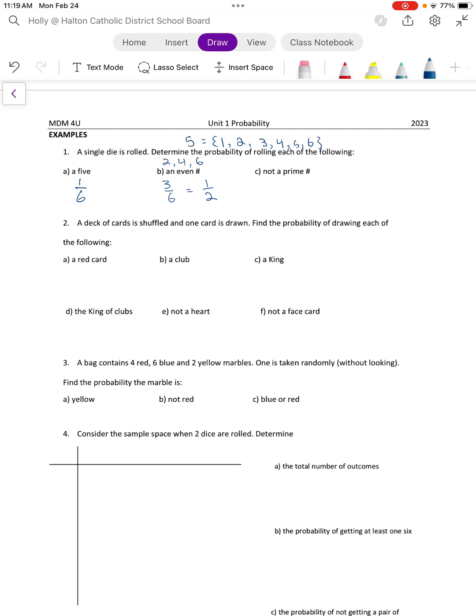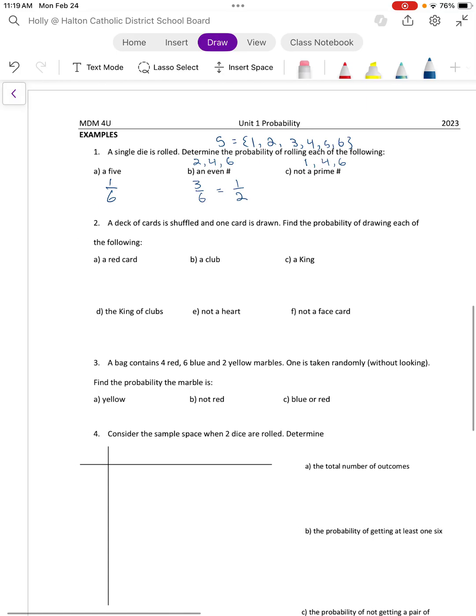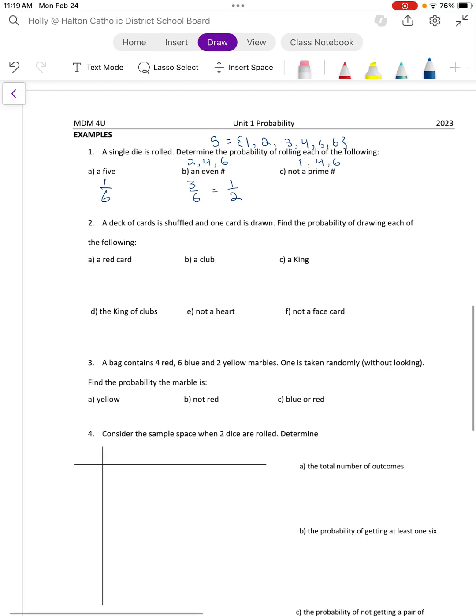The probability of not a prime number, so not prime, would be 1, 4, 6. You want to get familiar with what prime means and what the prime numbers are. These are not prime numbers: 1, 4, and 6. Therefore, I have 3 outcomes out of 6, which also reduces to 1/2.